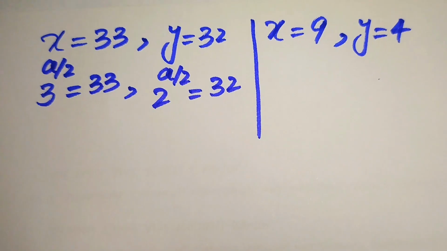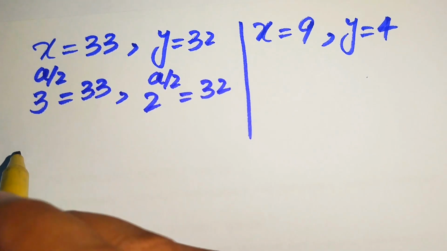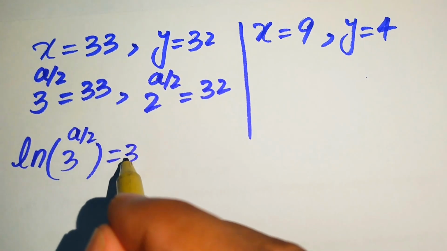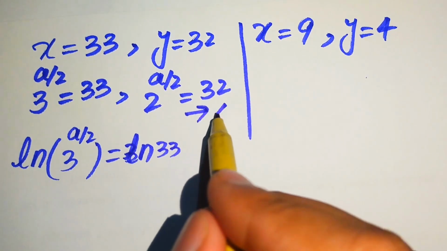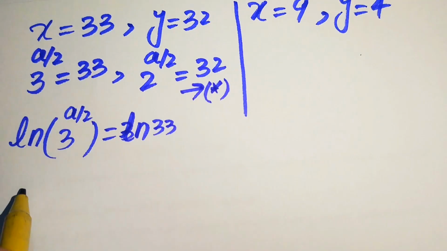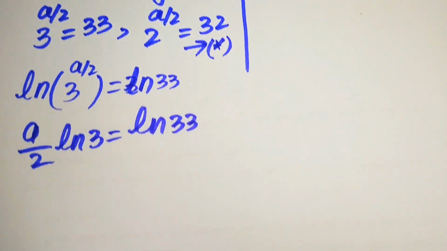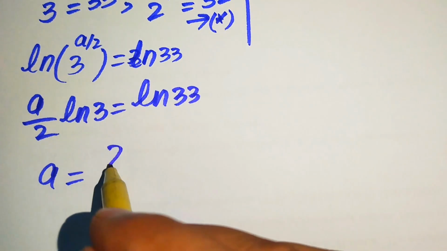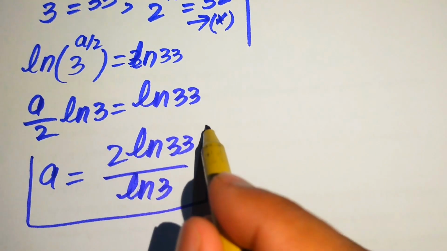So in order to get the value of a, we need to take log on both of the sides. When we apply natural log on both of the sides, we will get log of 3 to the power of a over 2 equals log 33. Similarly, we will solve the second case after solving this. So here we use the property of log and we move a over 2 to the front of this log, and it becomes a over 2 times log 3 is equal to log of 33. So we move all these values to the right hand side and we get the value of a is equal to 2 times log 33 divided by log of 3. This is the first value of a.